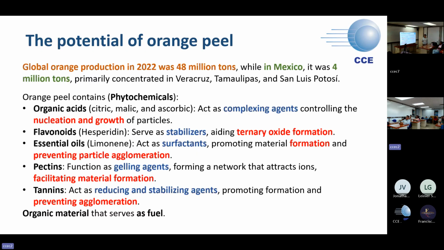The potential of the orange peel I mentioned before, but in this case, we are not only giving a shape to the particles. In this case, we are synthesizing a ternary material, because if we don't have components or agents that produce this kind of material, at the end I will only obtain two oxides, bismuth oxide and vanadium oxide, and I'm not looking for that. I'm looking for bismuth vanadate. So that's a reason why this is very important.